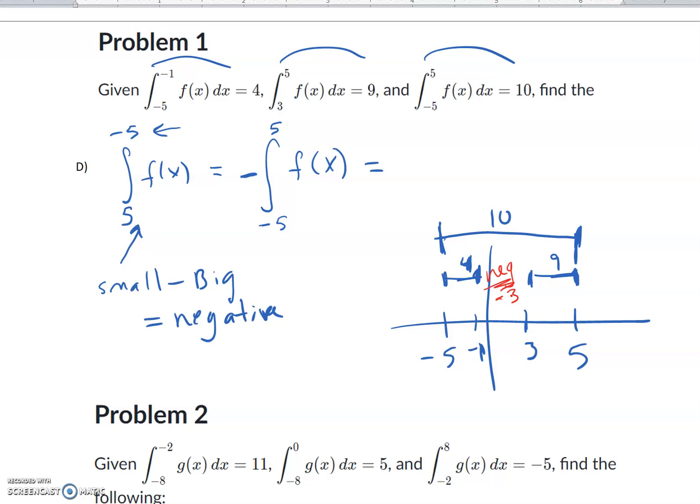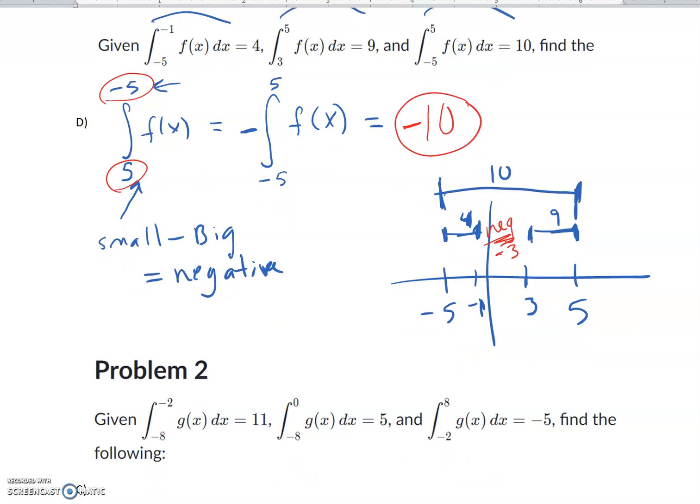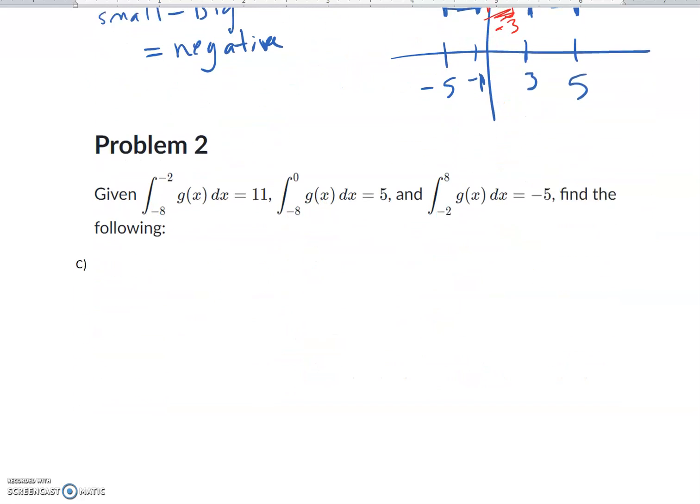So looking at from -5 to 5, if I go in that order, then the answer should be 10. But because I don't have the correct increasing order of my bounds, it has to be negative. Okay, I'm starting with a smaller area, and I'm subtracting a bigger area, so that'll always come out to be negative. And it's the same concept in the next question.